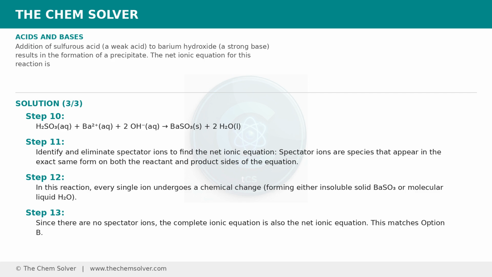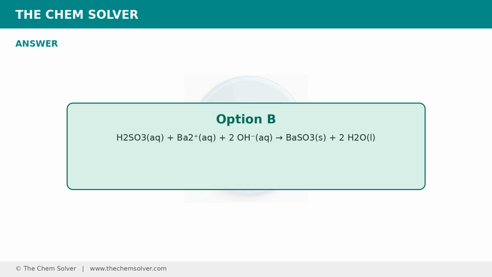This matches option B. The correct answer is option B. H2SO3 plus Ba^2+ plus 2OH^- gives BaSO3 plus 2H2O.